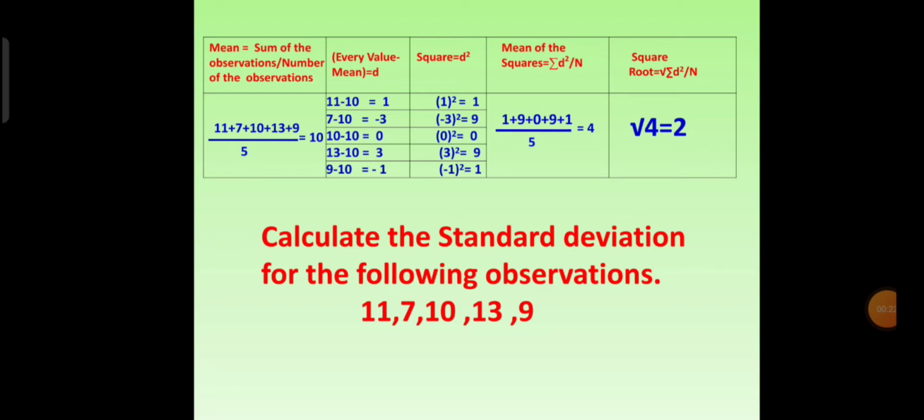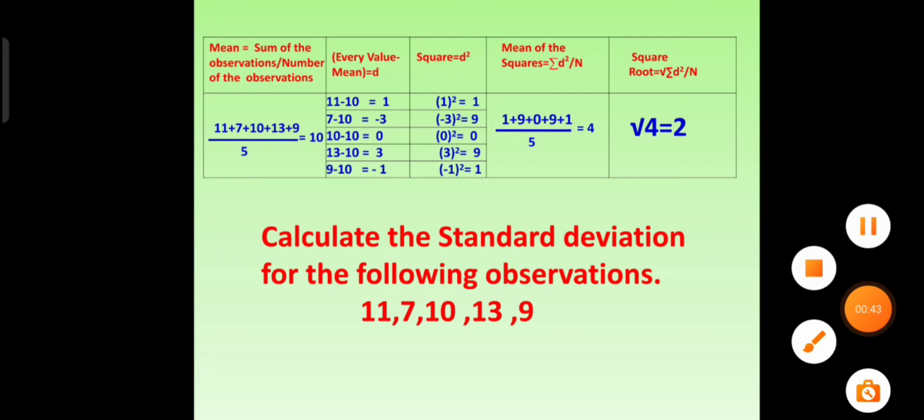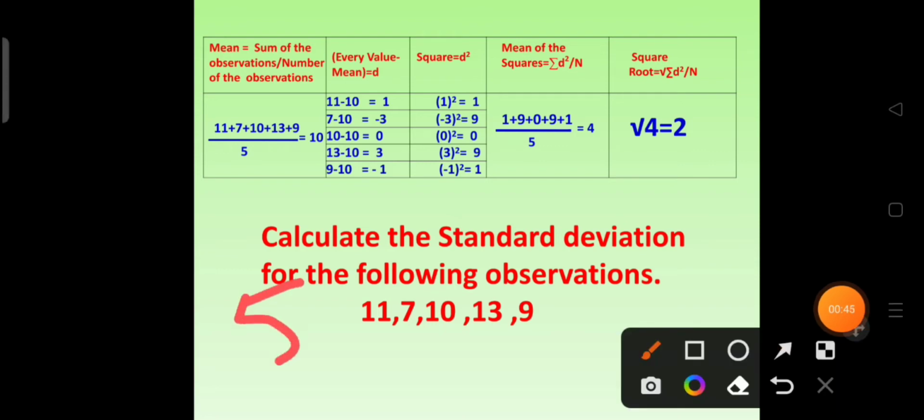Here in this problem 5 observations are given and the values of those 5 observations are 11, 7, 10, 13, 9. So now we work on this one and we calculate the standard deviation. In the calculation of the standard deviation, 5 steps are involved. Those 5 steps are here written in the form of 5 columns.